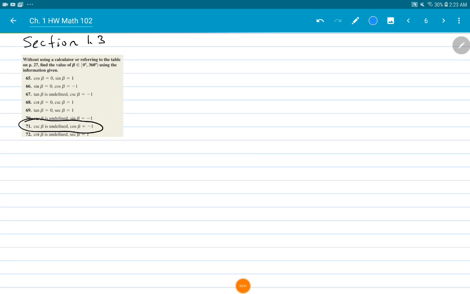Okay, in section 1.3, without using a calculator or referring to the table on page 27, I want to find this angle beta. I'm doing number 71. So our first hint is that cosecant of beta is undefined. That's our first hint.